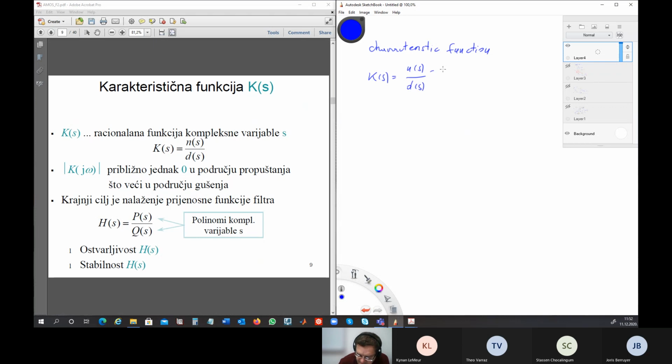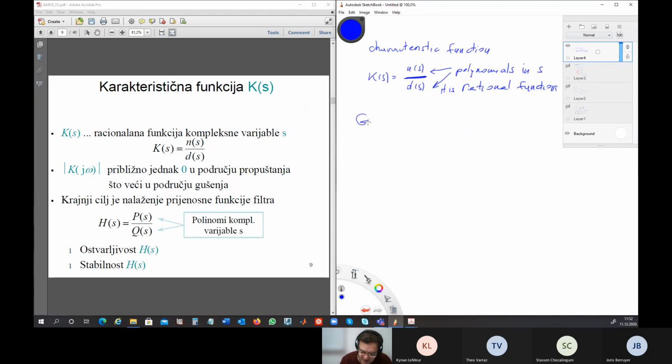These are polynomials in s, or a rational function. Why a rational function? Because it has this ratio of two polynomials. It is this. Okay.